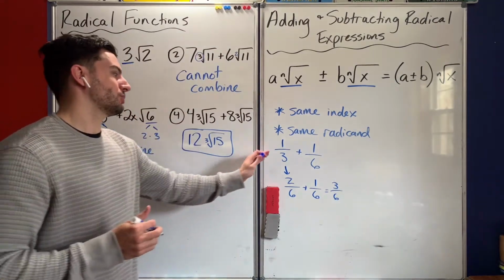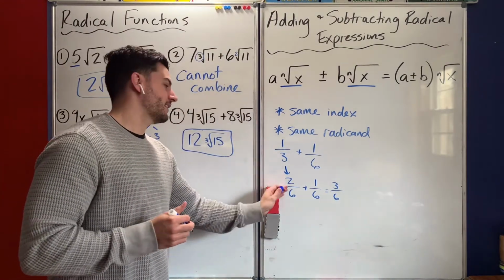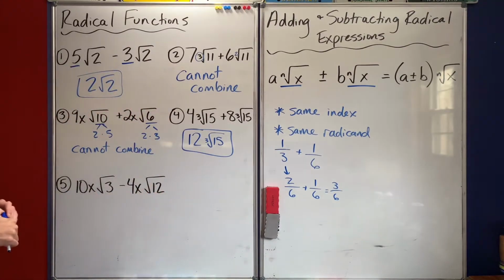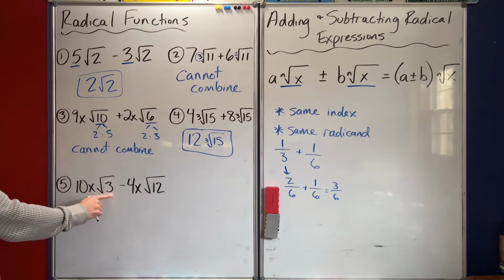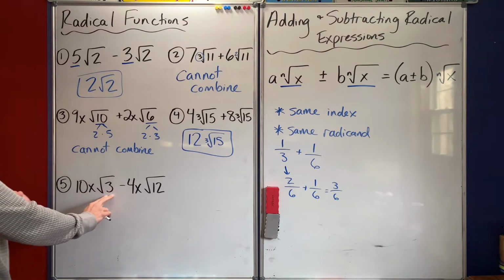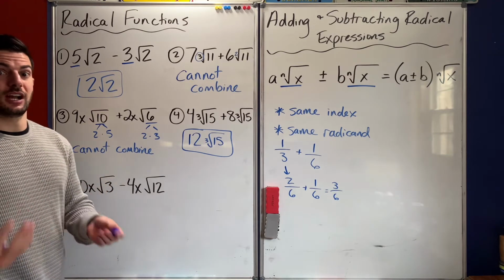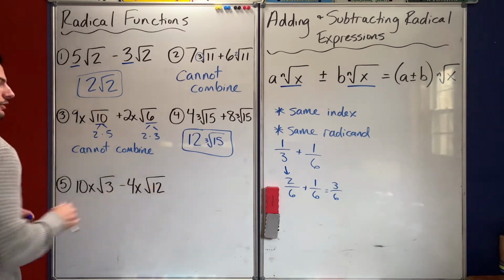Okay, so right away they don't look like you can add, but then when you change one of them, you can. And that's what's going to end up happening here for number 5. Okay, so 10x times the square root of 3. Again, that square root of 3, that radical, I can't break that number down any further because 3 is a prime number. Okay, and square root of 12.